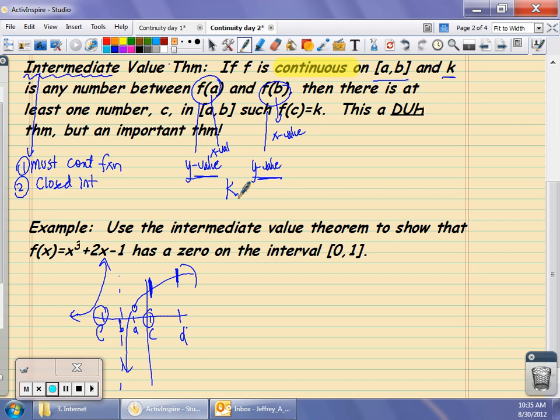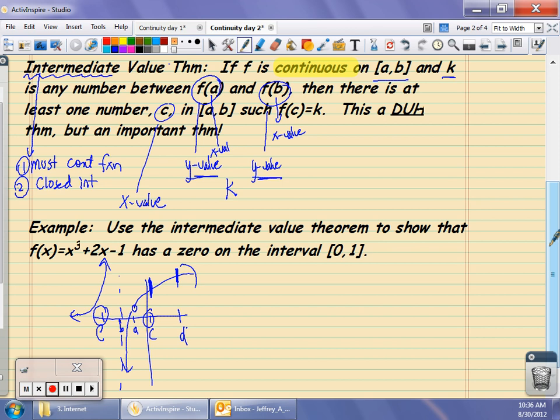If the function is continuous, and k is a number between f of a and f of b, then there is at least one number c, again, c is an x value, inside of the interval such that f of c is equal to k. And this is my thing, I personally call this a duh theorem. Now in words it sounds very, very confusing, and it sounds very fancy, but it's really quite simple.